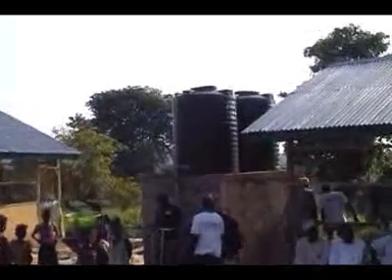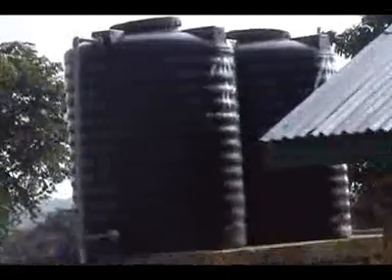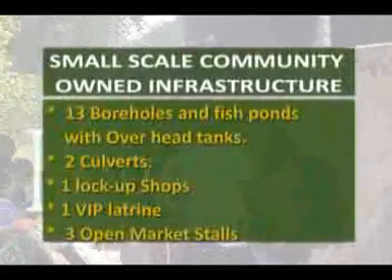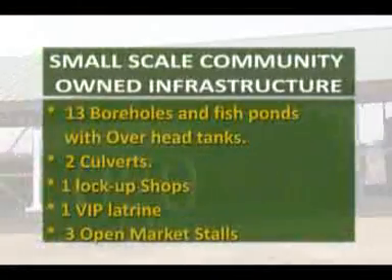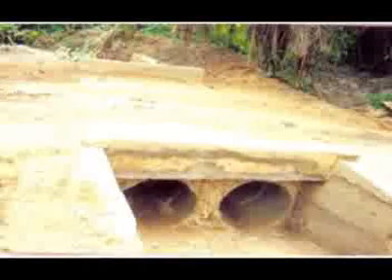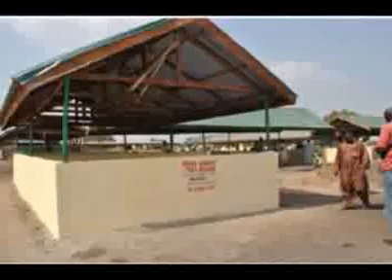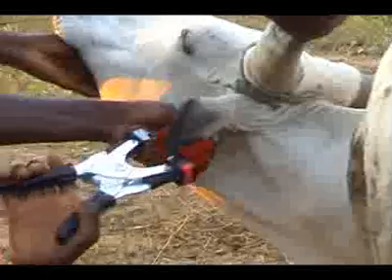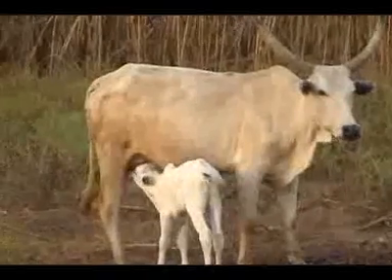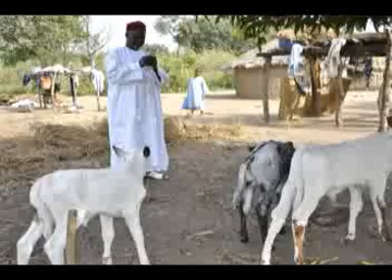20 community-owned infrastructure have been completed so far. These include 13 boreholes and fish ponds with overhead tanks, 2 culverts, 1 lockup shop, 1 VIP latrine, and 3 open market stores. 318 advisory service activities and 264 input requests have been implemented.